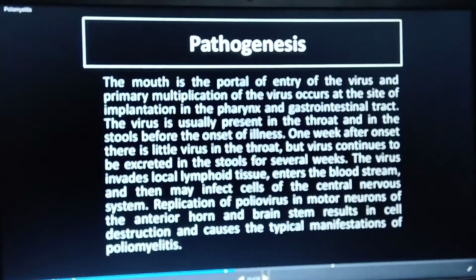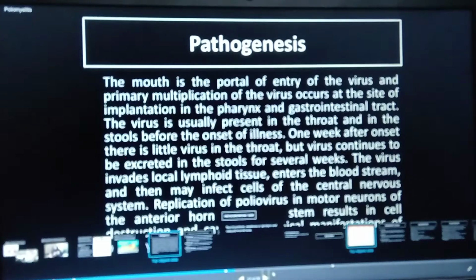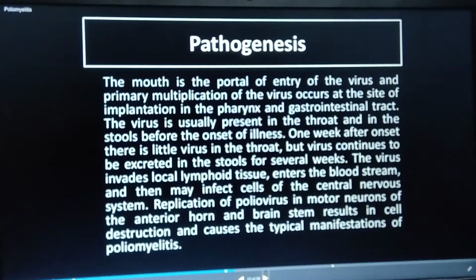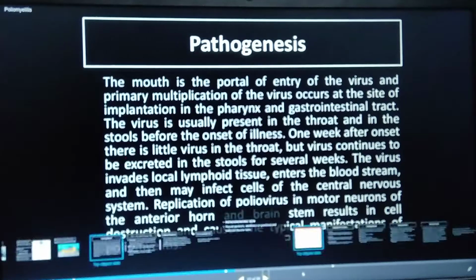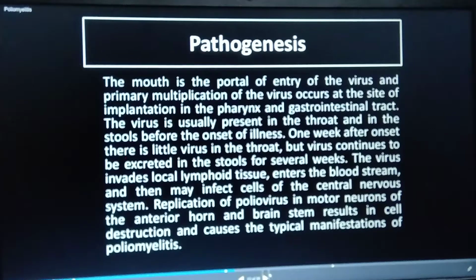And so what is the pathogenesis? Okay, so those are the risk factors, and now we'll see the pathogenesis, which means how the virus enters and how we get the signs and symptoms. First we'll see the pathogenesis. The portal of entry is the mouth, so the virus enters into the body.